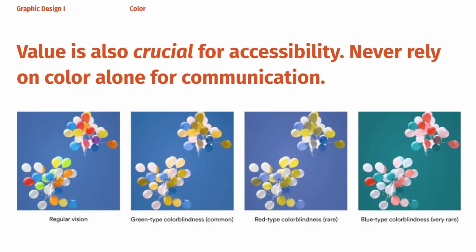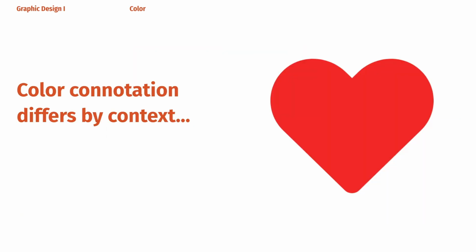So, value is really important for accessibility, and it's really important that you don't rely on color alone for any communication or any specific messaging. You can see here how these different colors are perceived differently depending on different types of color blindness. Color also differs by context.